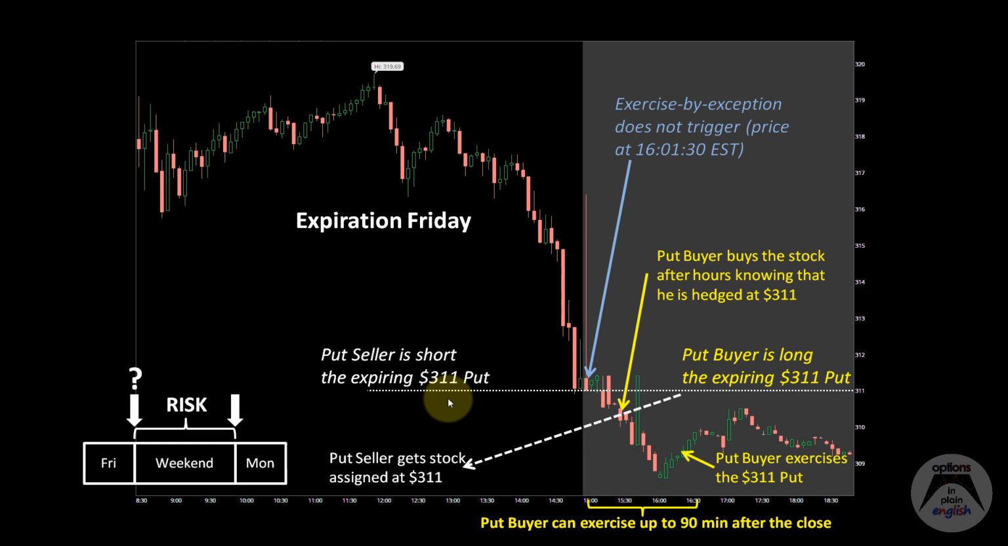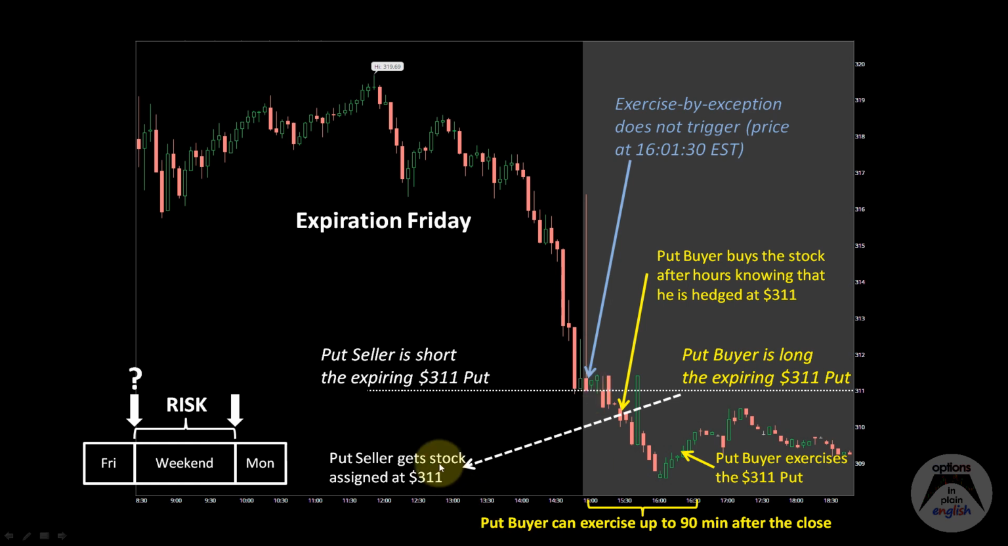So as a seller, what could you do? You can say, fine, if I'm assigned I'm going to be assigned long stock, so I can short 100 shares of Apple so that when I get assigned, they cancel each other out and I'm flat. Yeah, but what if you don't get assigned? Because you don't know that. Once 4 o'clock happens, anything after, you have no control. You're pinned. Your position is pinned.